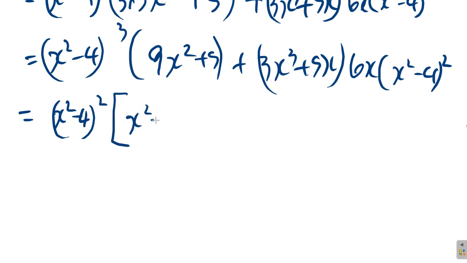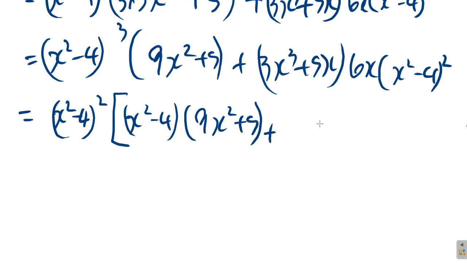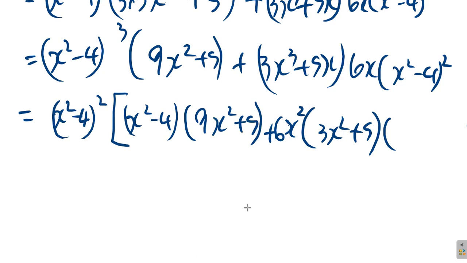I have (x squared minus 4) times (9x squared plus 5) plus x, and then you have (3x squared plus 5), 6 times this x is multiplied by this one, gives you x squared, and then you have, well, there will be no (x squared minus 4) here, right? So that's what you would have, something like that.